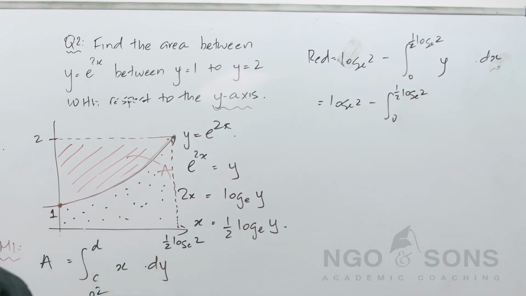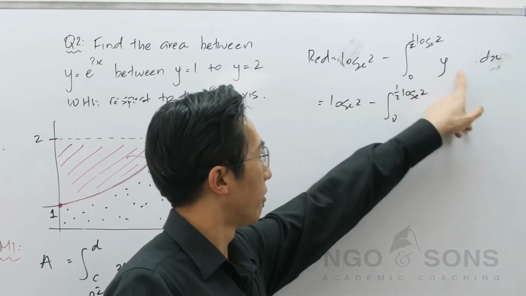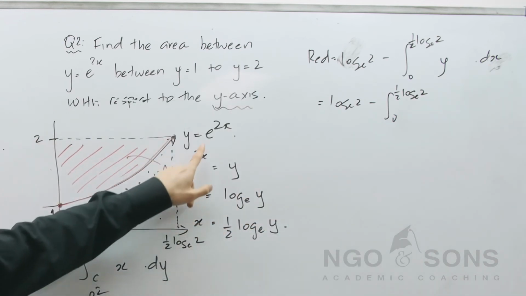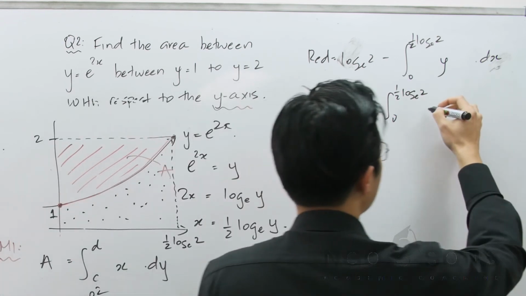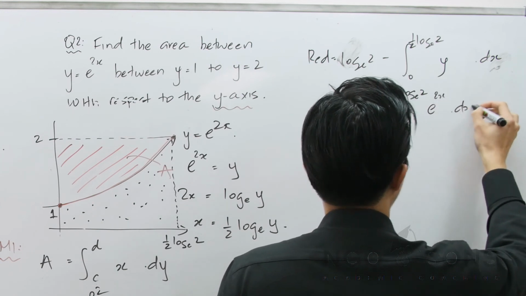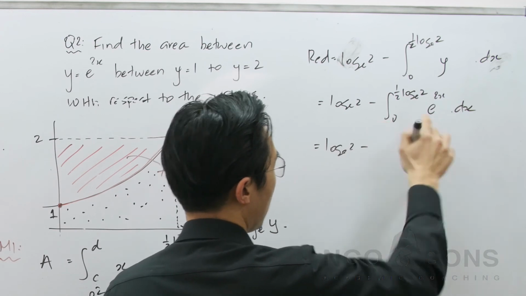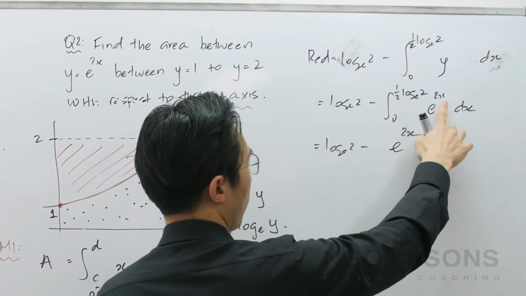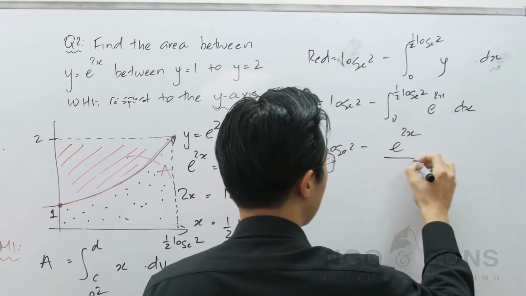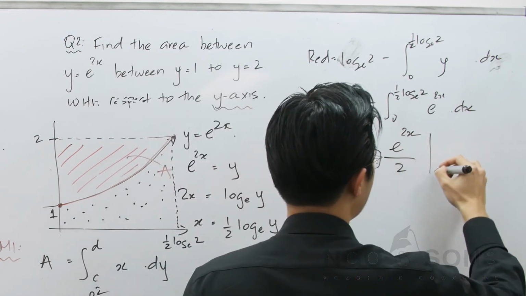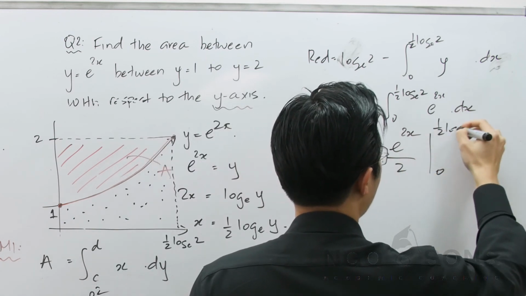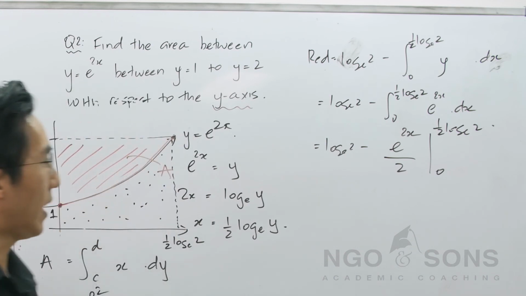Now, do we have y in terms of x? Yes, it's right here. So let's sub that one in. So it's e^2x dx. So it's equal to log E2 minus, what's the integration of e^2x? It's e^2x. Don't forget the fish. The fish is the number in front of x, which is over 2. Borders, 0 to half log E2. So you have integrated that.